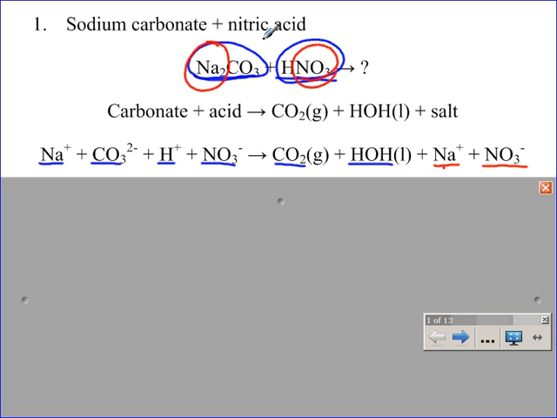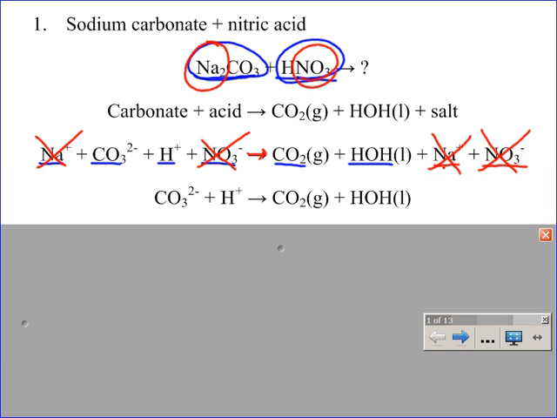But everything that shows up on both sides of the arrow is a spectator. So nitrate ions are spectators. Sodium ions are spectators, and they don't get written. Remove them, and you're left with the net reaction: carbonate plus hydrogen ion forms carbon dioxide gas and water. That's your net ionic equation.